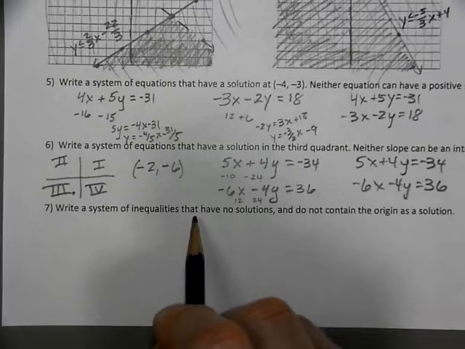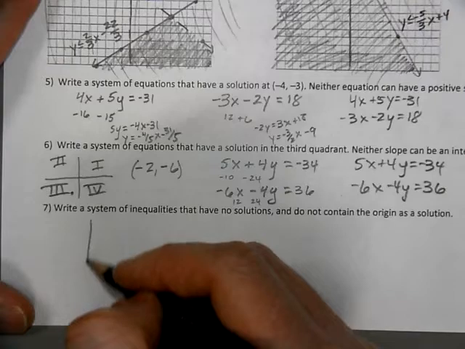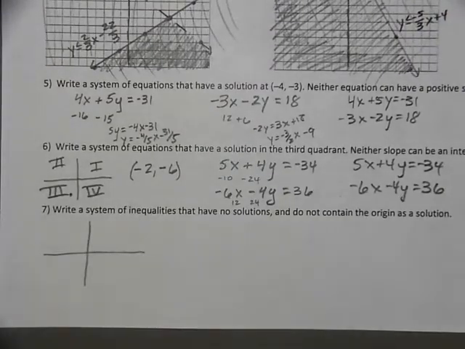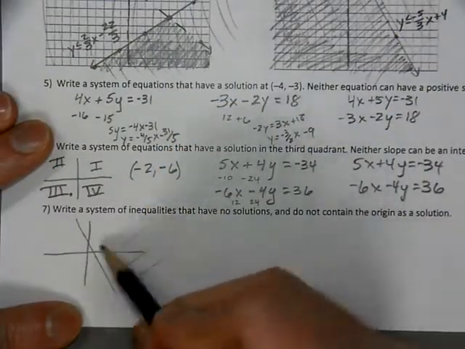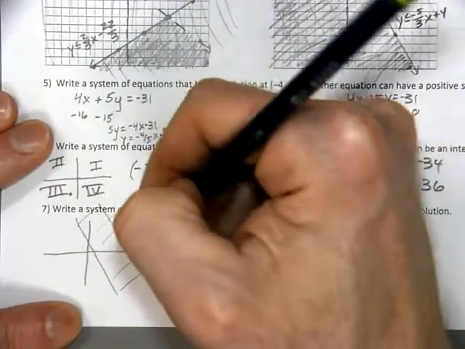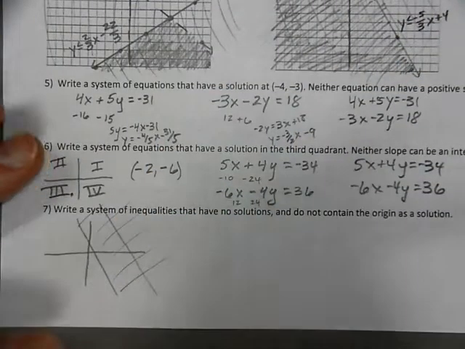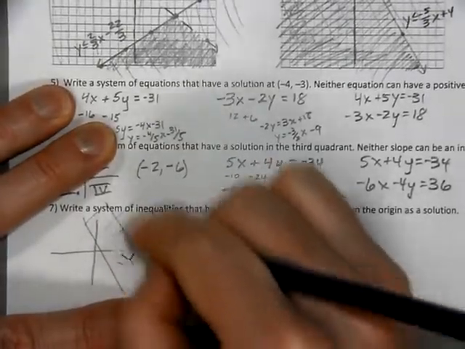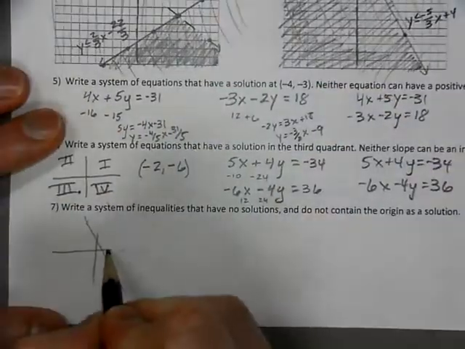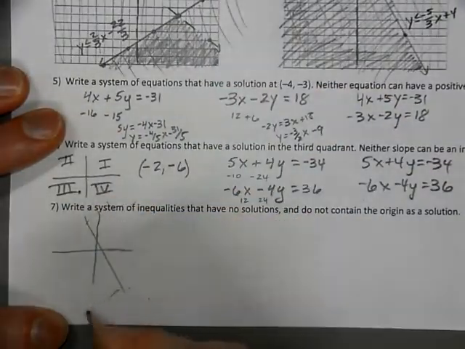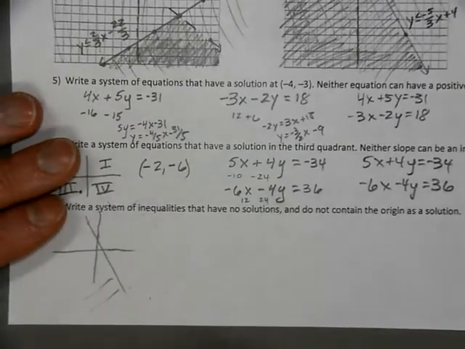Write a system of inequalities that have no solutions and do not contain the origin. So something that might look like this and shade that way. Something that might look like that. No solutions. I was making them overlap. So think about what that means. So let's have it shade and does not contain the origin.